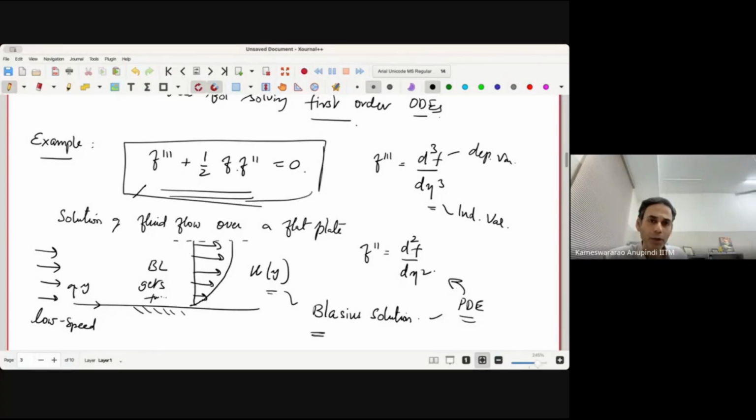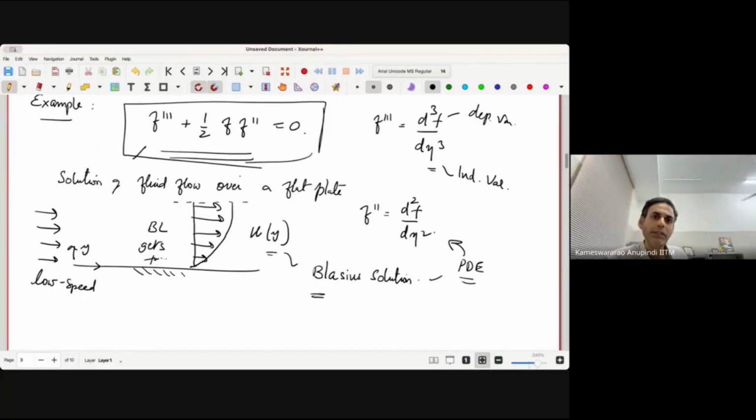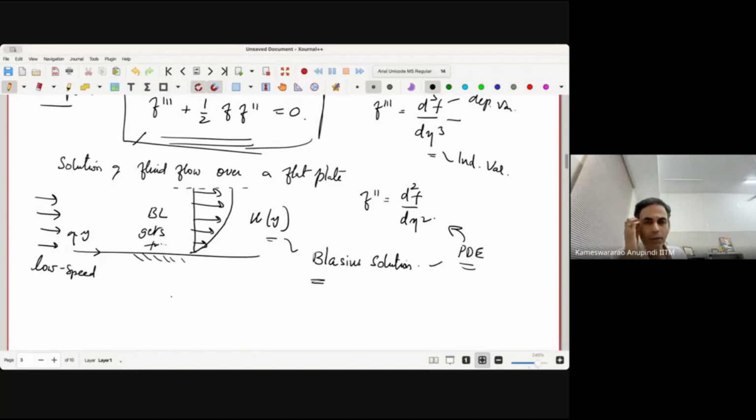Okay, so if you're able to solve this f as a function of eta, then from there you can calculate u as a function of y, because u happens to be just a derivative of f. That's all. So this is one common ordinary differential equation that you find in dealing with fluid mechanics. Now this is a third order ODE because the derivative is d cube f by d eta cube. So how do we convert this into a set of first order ODEs?